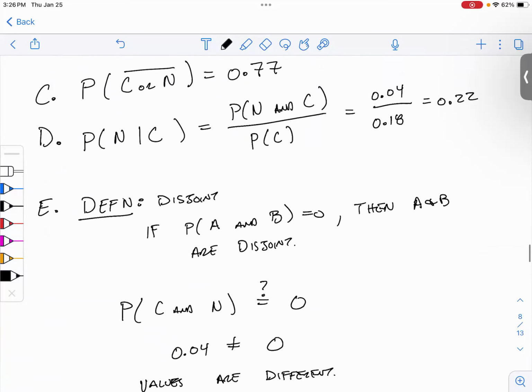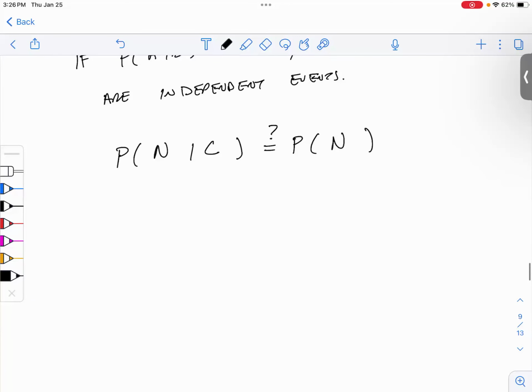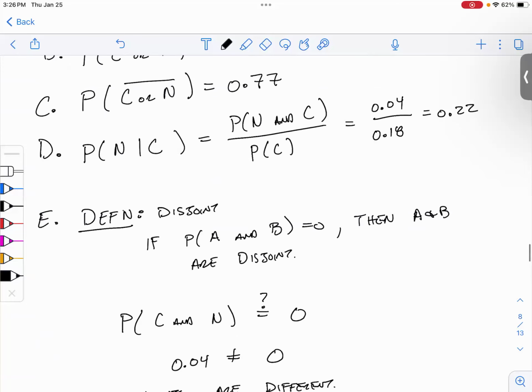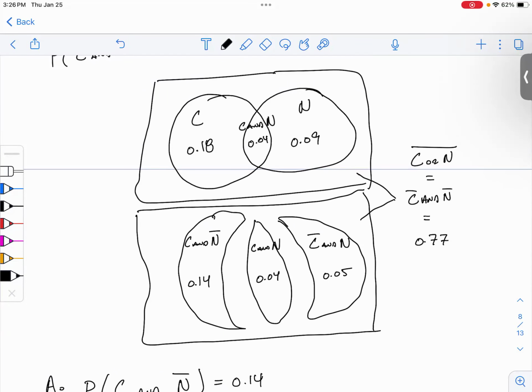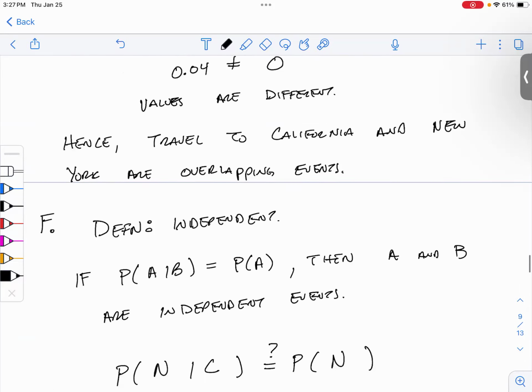Probability of N given C was 22%. Probability of N is 9%. Again, always make sure, this is why good labeling matters, that I'm grabbing the right value. And notice, with these problems, are we using both these pictures? Yes. Should you always make both pictures? Yes. Don't be lazy. I see it way too much: some half-drawn picture, and then a nightmare. Save yourself the hassle. Take your time in the beginning, and it just goes so much better.